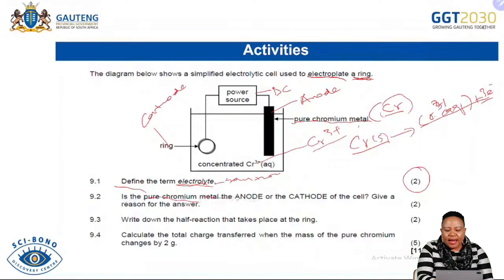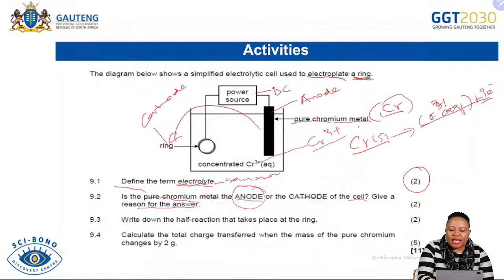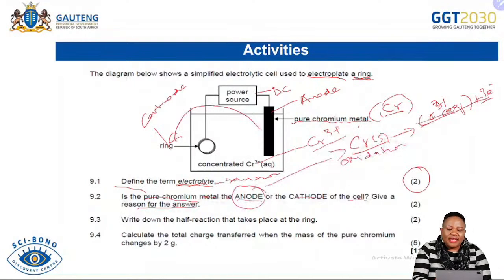We also got an anode or cathode of the cell. Give a reason for your answer. Remember, we know that chromium will be the one that will undergo oxidation because we need it to coat our ring. Therefore, we'll expect our chromium to be our anode because it must undergo oxidation and form chromium 3+ ions. The reason is that chromium must undergo an oxidation reaction because it's the one that we want to use to coat our ring.